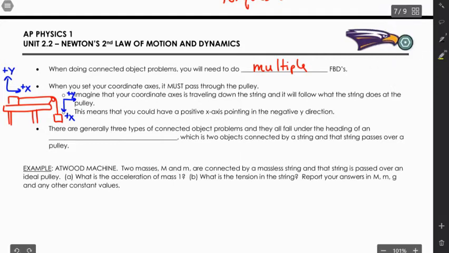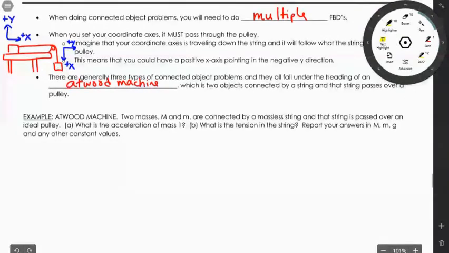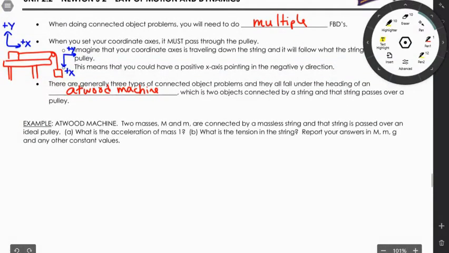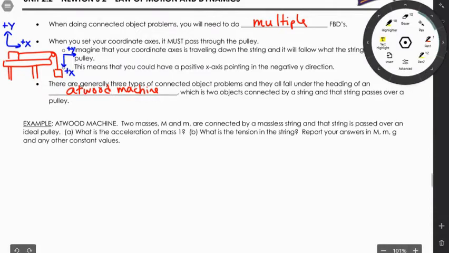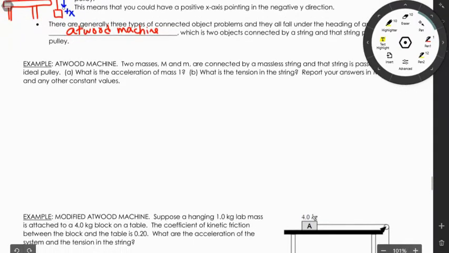All right, and so now there are generally three types of connected object problems, and they all fall under the heading of an Atwood machine. An Atwood machine is a machine invented by George Atwood, who decided that these showed mechanics very well. Basically, an Atwood machine is two objects connected by a string, and that string passes over a pulley. When we talk about a modified Atwood machine, it's on a table. An Atwood machine is just simply hanging on its own.